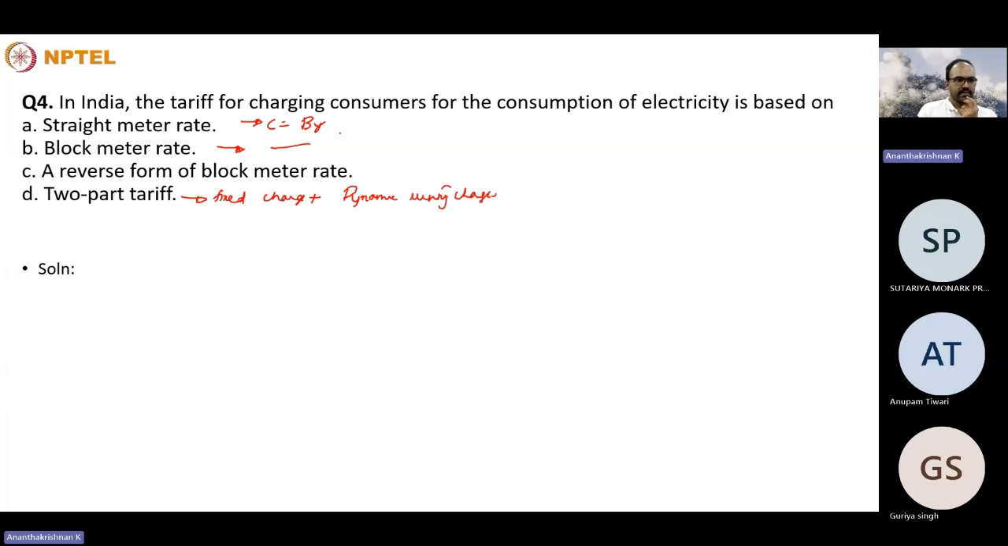Block meter will have several intervals. So the first few will have a very high rate, then less rate, then lower rate. A reverse form of block meter tariff, block meter rate, will be the inverse of this, right? So for the first few units, it will be a lower rate and then high and even higher.